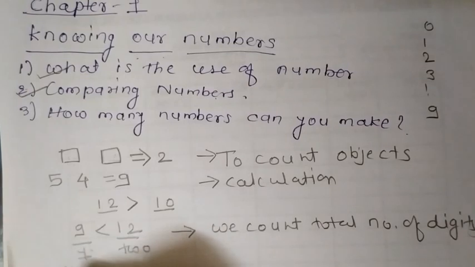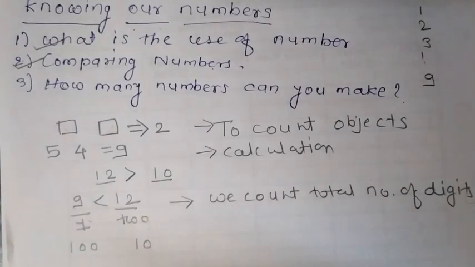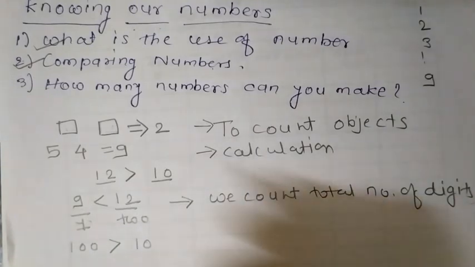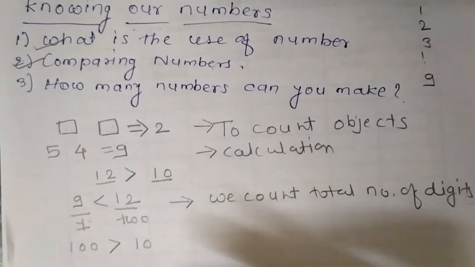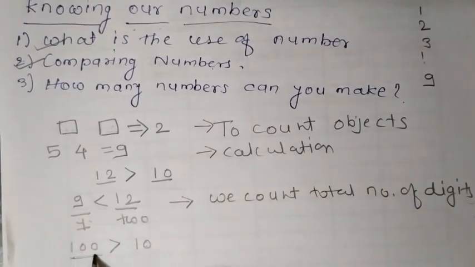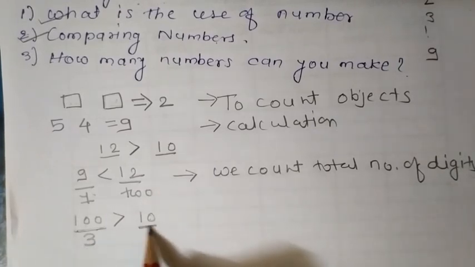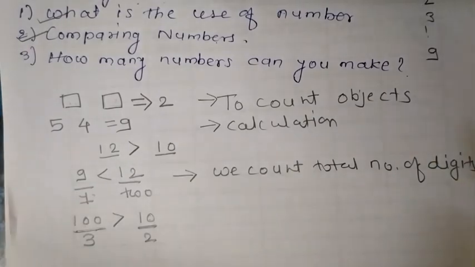One more example, suppose 100 and 10. Which number is greater? Definitely 100. This is the greater symbol. 100 is greater than 10. How did you identify? Because here how many digits are there? We have 3 digits and here only 2 digits. So you simply count the number of digits, and because of that you can easily identify which number is greater.